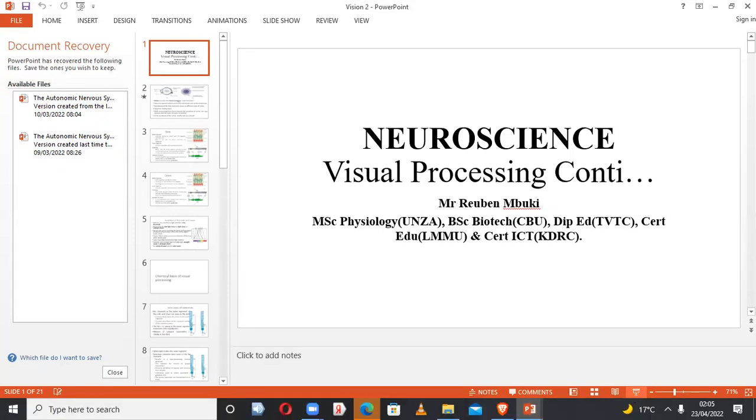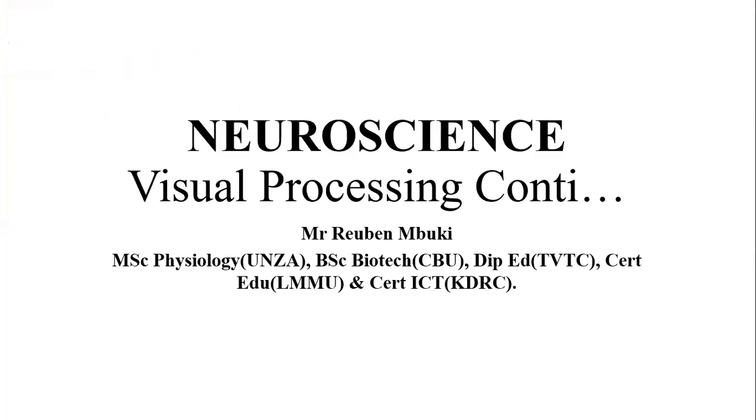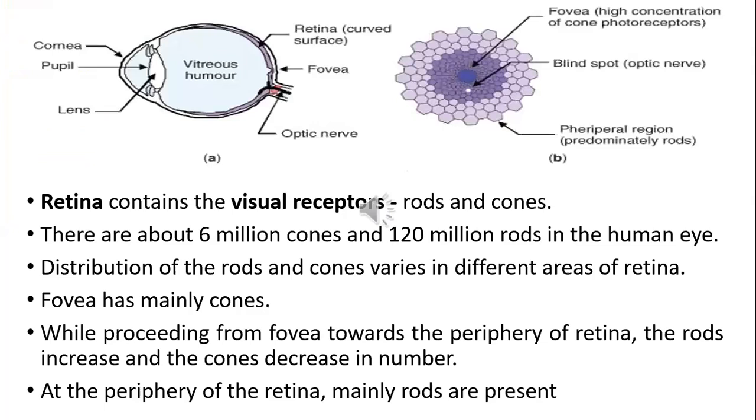Okay, hi everyone. Today, we're going to continue with what we are calling visual processing. Basically, we're looking at an introduction to the human eye. To be more precise, we looked at the anatomy of the eye so that we can now look at the physiology of sight or vision.